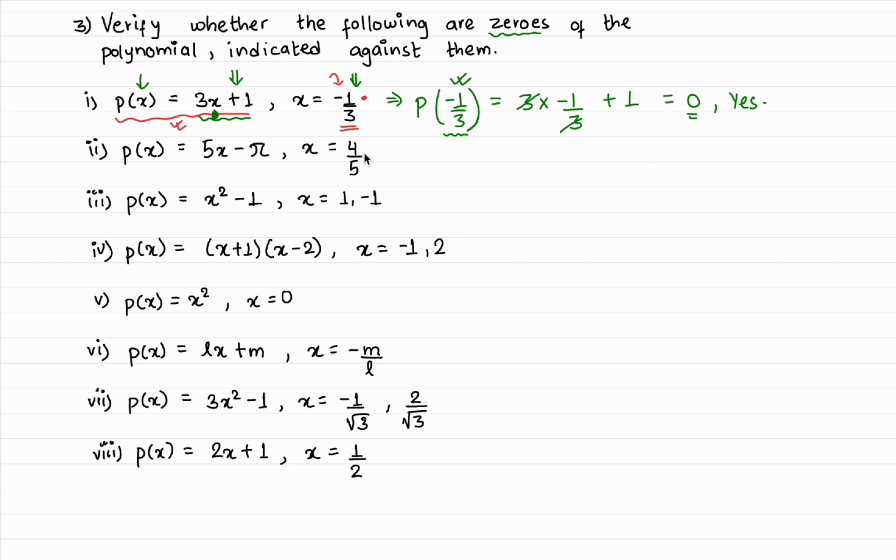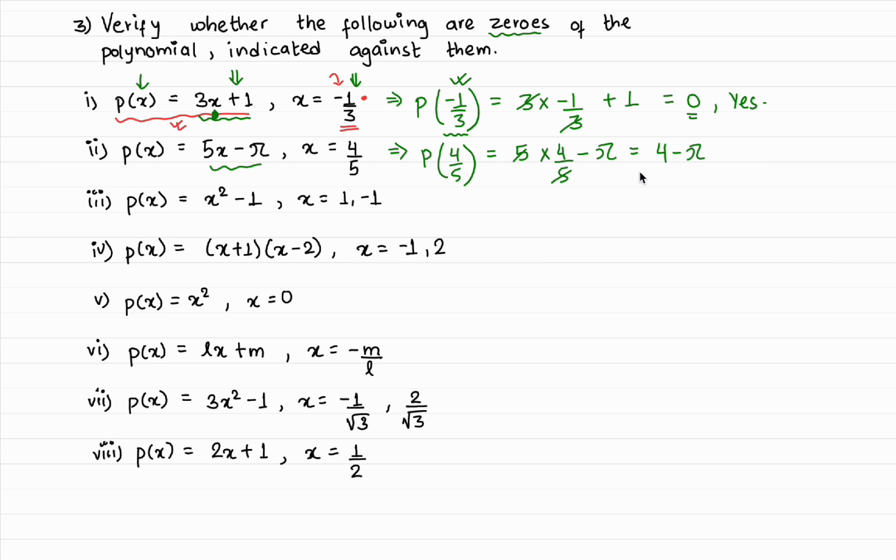Now let's see whether 4 over 5 is also a 0 of this particular polynomial. Again, we do the same process. So we have our p, we put the value 4 by 5 in this particular polynomial. So we have 5 times our x, which is 4 by 5, and then we have minus pi. Now we can cut this 5 and this 5, and this is going to be 4 minus pi.